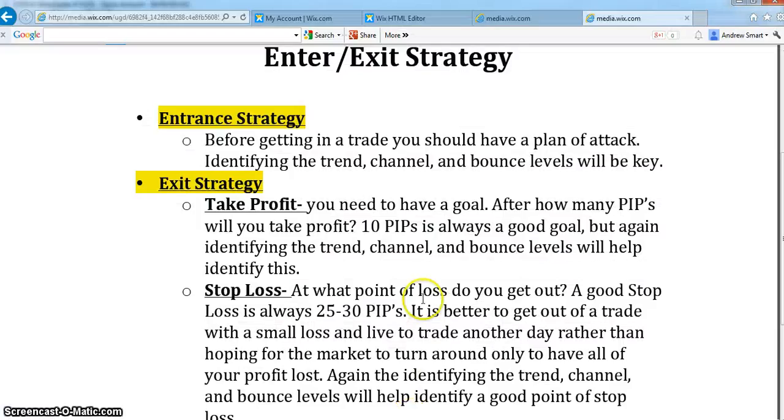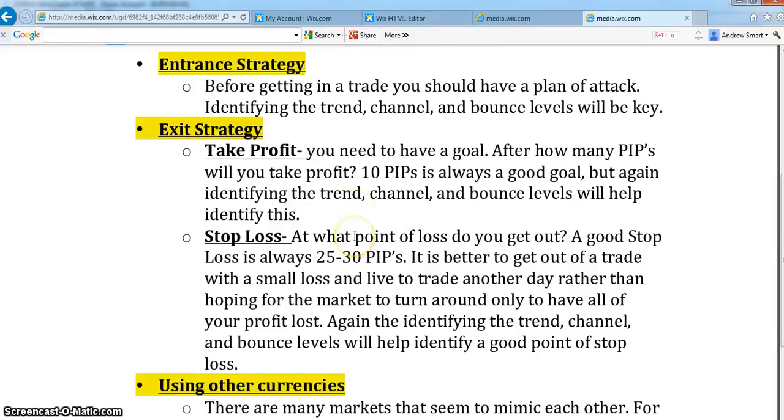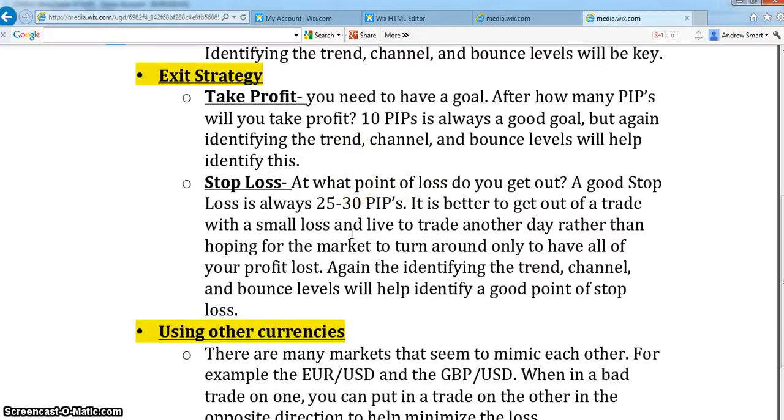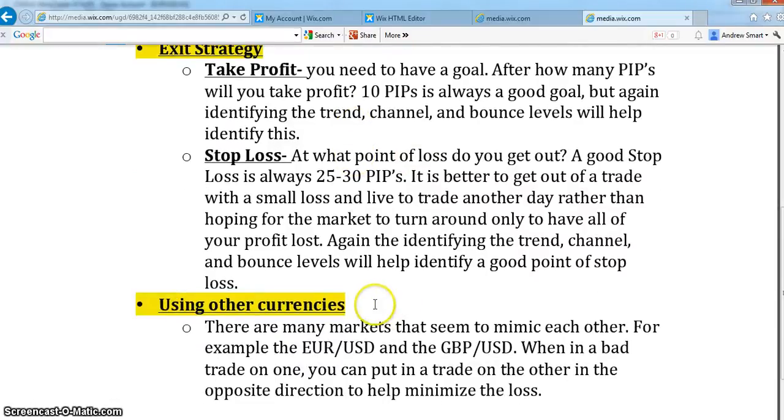All right, another strategy in your stop loss or take profit, or your exit strategy, can also be utilizing other currencies. There are some markets, for example, the Euro US dollar and the Great Britain pound US dollar. Those two pairs are very identical. So if we got in a trade and it went completely in the wrong direction, what we could do to minimize our loss would be to very quickly hop onto the Great Britain pound US dollar and put in a trade going the opposite direction. That would help minimize our loss.